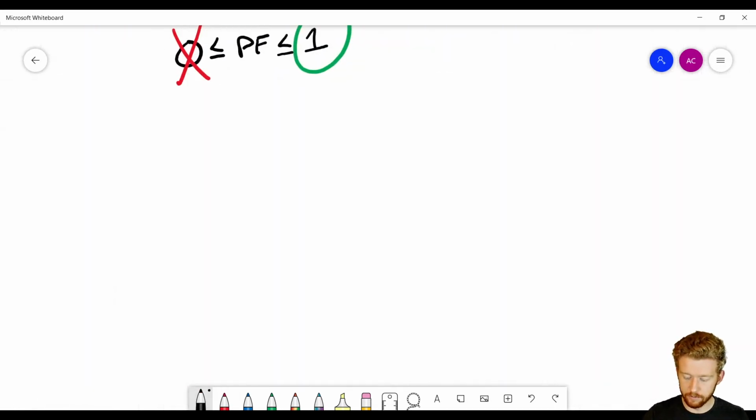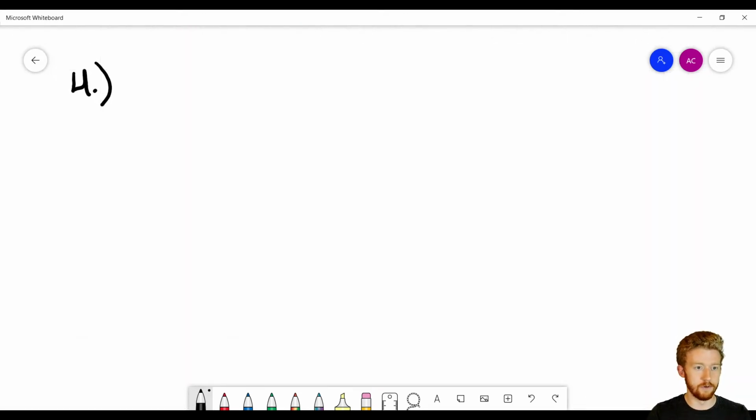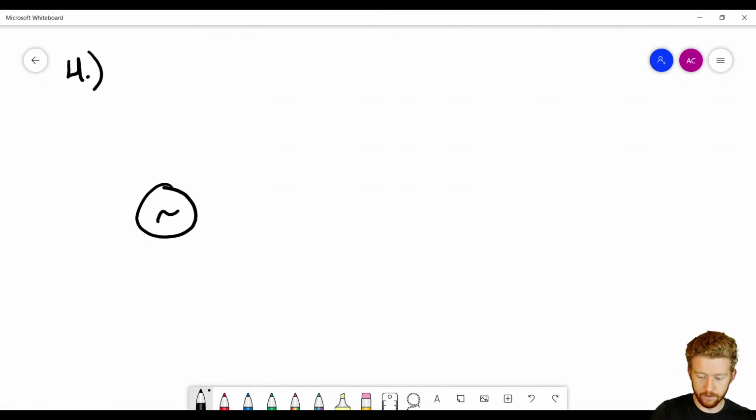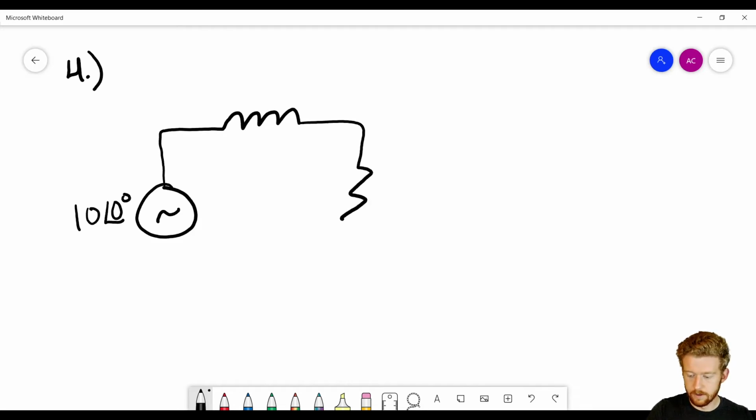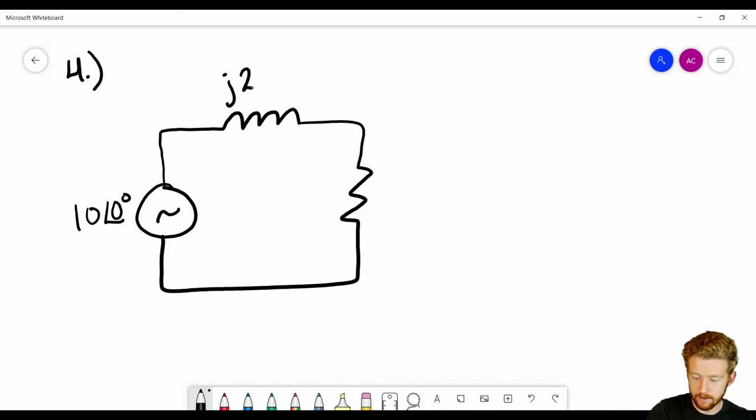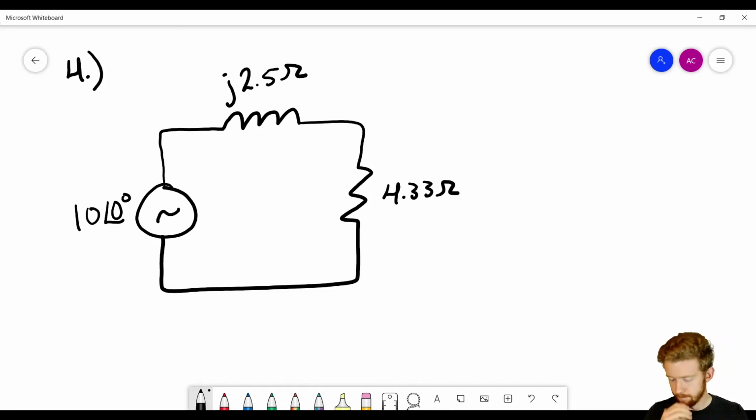So now we can actually move on to the circuit problems. So let me draw this circuit out here for you. So we're going to be calculating the AC power for each component. Okay, so we're going to start off with a 10 with an angle of 0 degrees source. That's going to an inductor and a resistor. Now this inductor has an impedance of j2.5 ohms. This resistor has an impedance of 4.33 ohms.